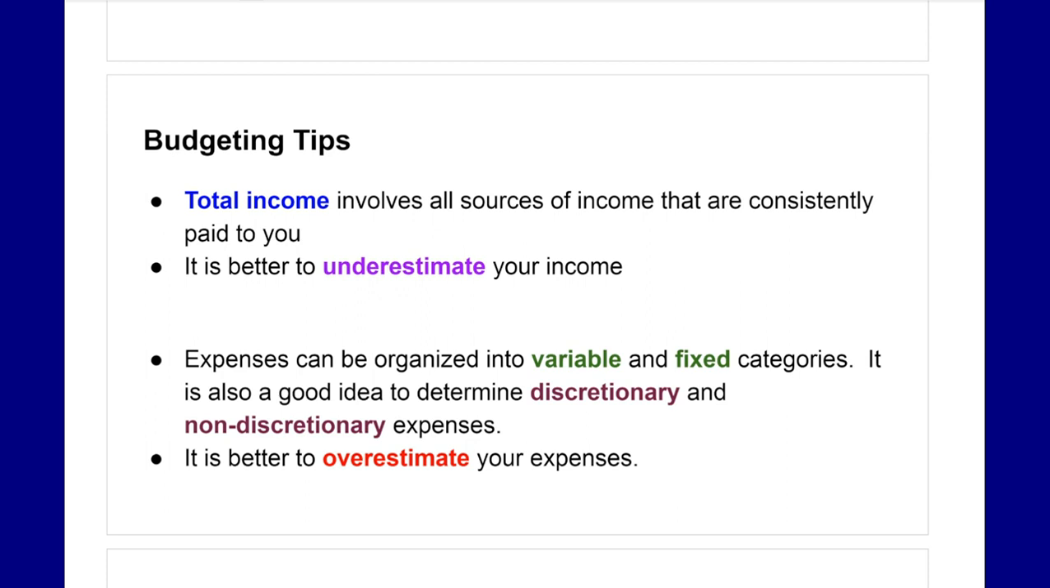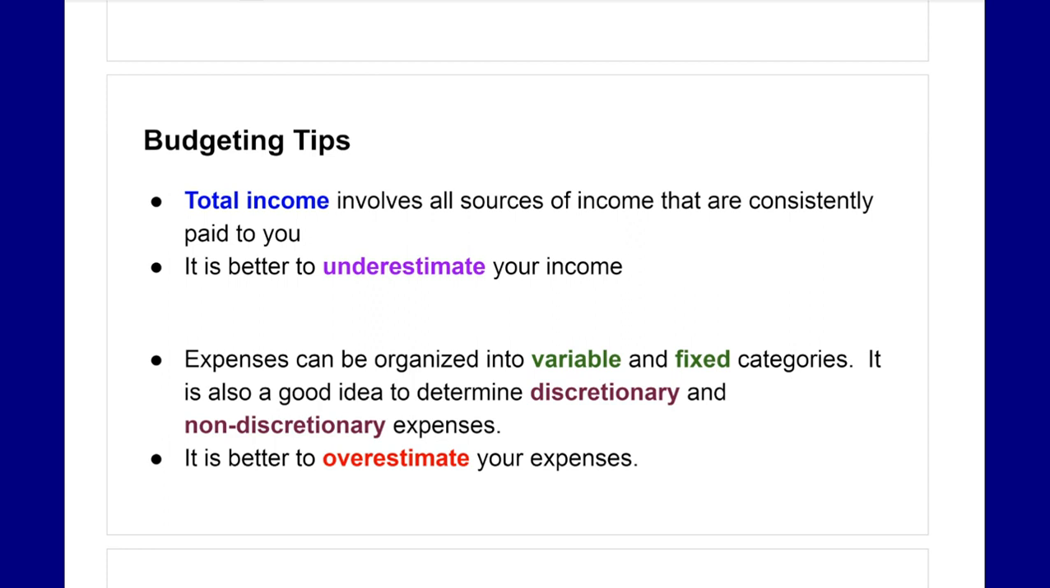Total income involves all sources of income that are consistently paid to you. So when you look at your total income, that's all sources of income, all money coming in. And it's better to underestimate your income. It's better to underestimate how much money you're going to be making, because in that way, if you make more, great, or if something happens, you have a little bit more wiggle room to play with.